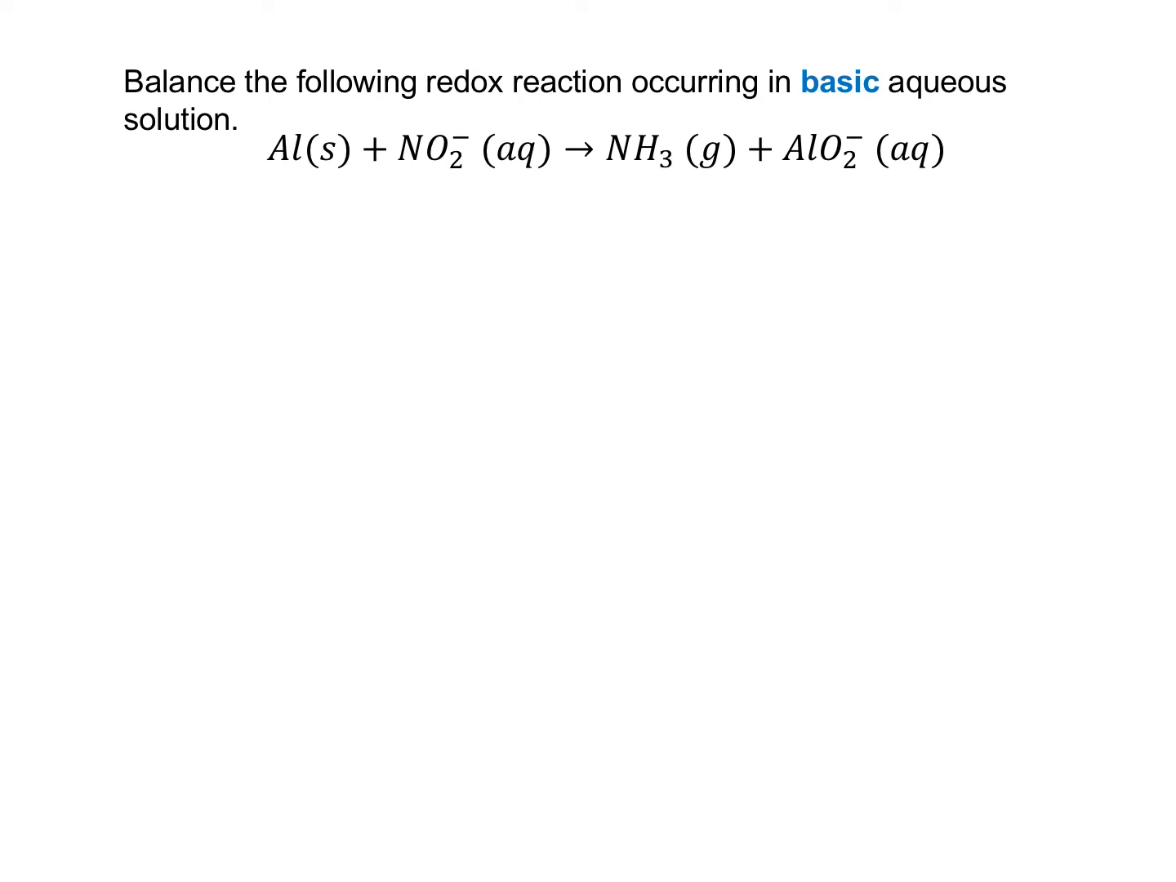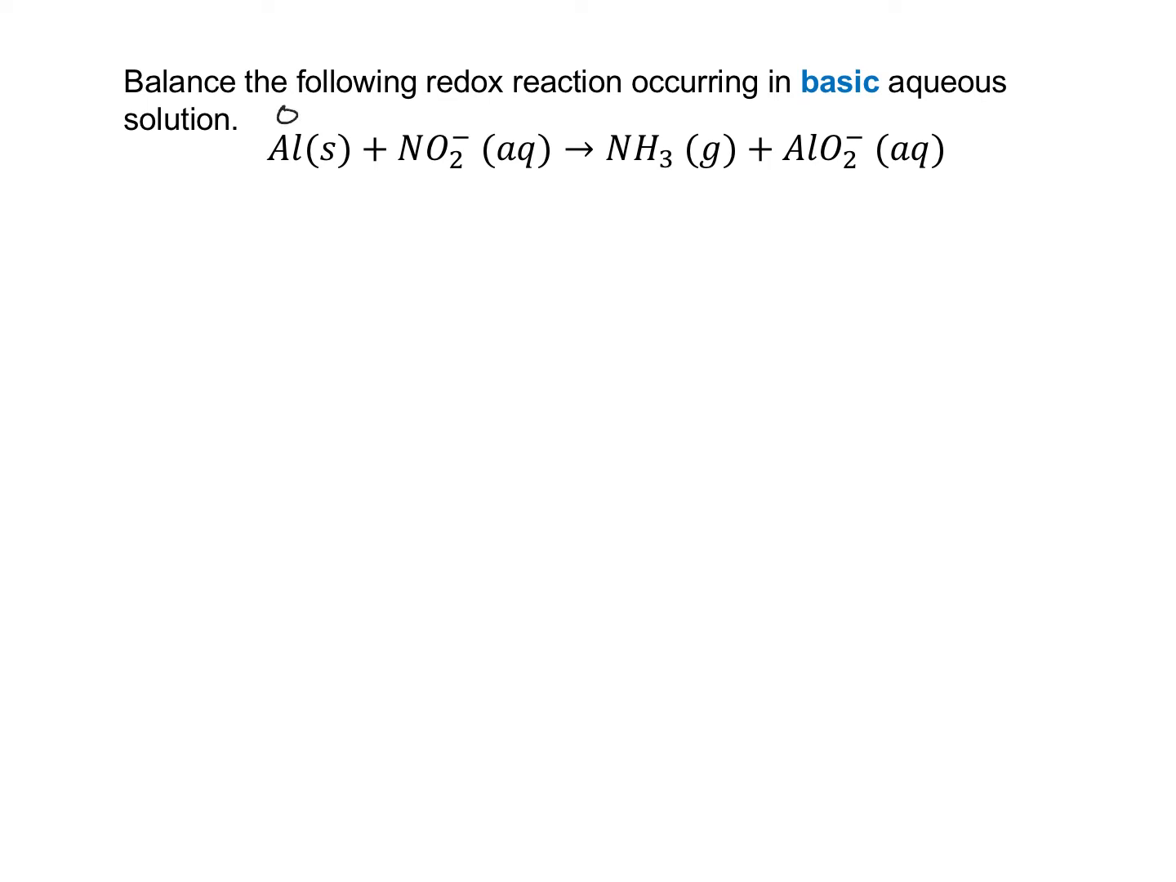Alright, so I've got my redox reaction, and the first thing I'm going to do is balance it as if I was in acidic conditions. So you may want to get out those rules that we had, and step 1 of the rules is to assign oxidation states to every element in my redox reaction. So let's go ahead and do that.